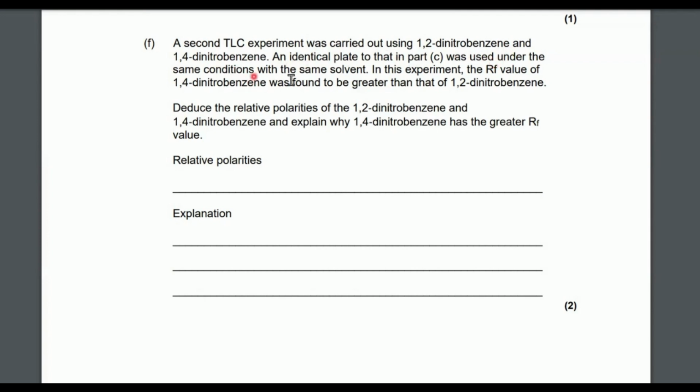So they used both spots and ran them together. An identical plate was used in the exact same conditions with the same solvent. Remember, that solvent was hexane from the first experiment. In this experiment, the RF value of 1,4-dinitrobenzene was found to be greater. That means that 1,4-dinitrobenzene moved further than 1,2-dinitrobenzene. Deduce the relative polarities of 1,2 and 1,4 and explain why 1,4-dinitrobenzene has a greater RF value.